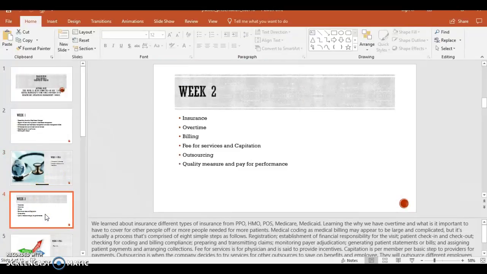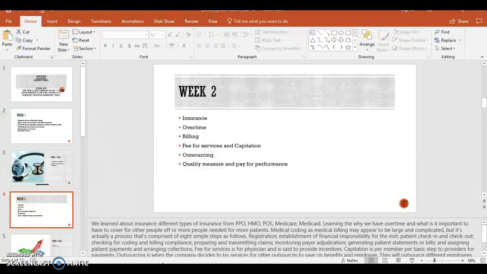Week 2, summarization of insurance, overtime, billing, fee for service and capitation, outsourcing, and quality measures and pay for performance. We learned about insurance differences, the types of insurance from PPO, HMO, PSO, Medicare, and Medicaid. Learning why we have overtime and why it is important, to cover for people off or more people needed for more patients.